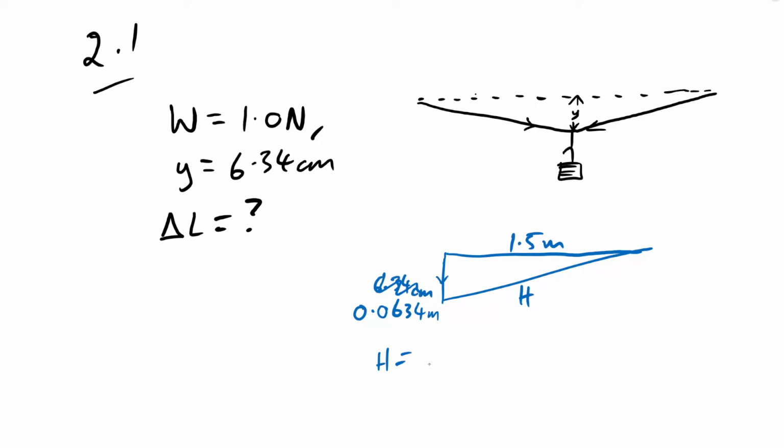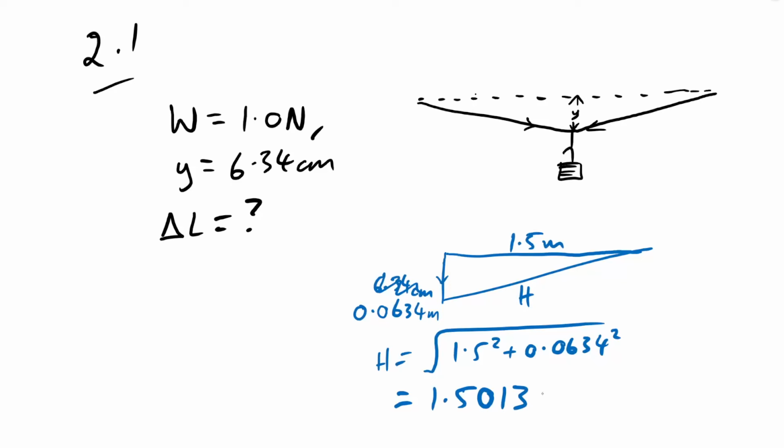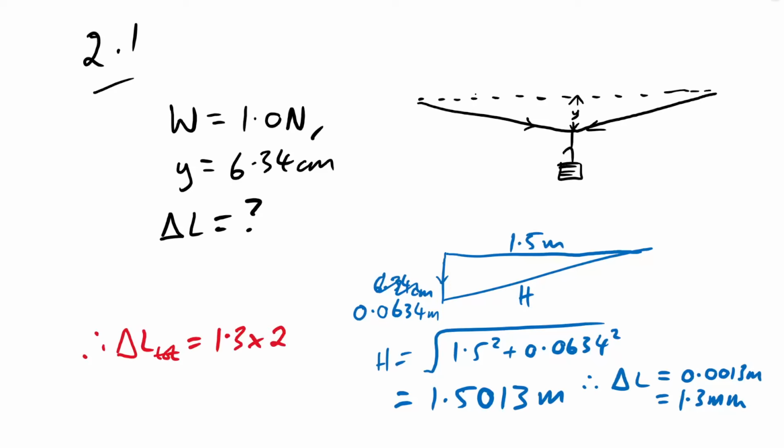So we know h is going to be equal to the square root of 1.5 squared plus 0.0634 squared. That gives us 1.5013 meters. Therefore, extension in 1/2 is just going to be this take away 1.5, so it's just going to be 0.0013 or 1.3 millimeters. So therefore, total extension is going to be double that, so 2.6 millimeters.